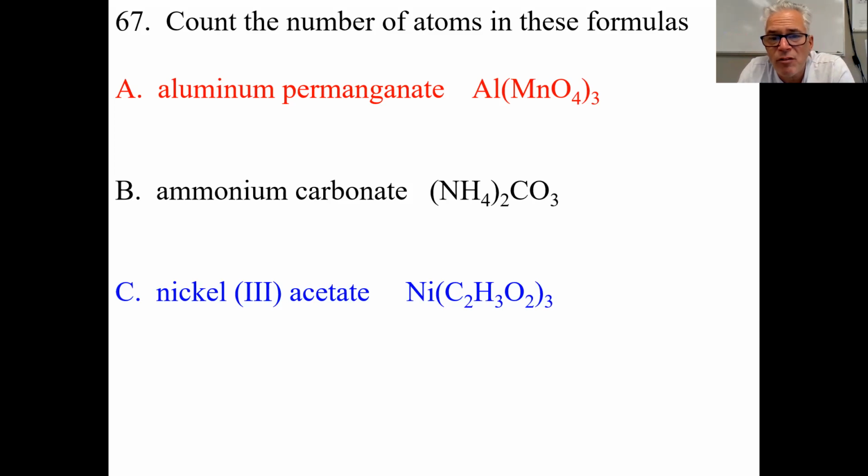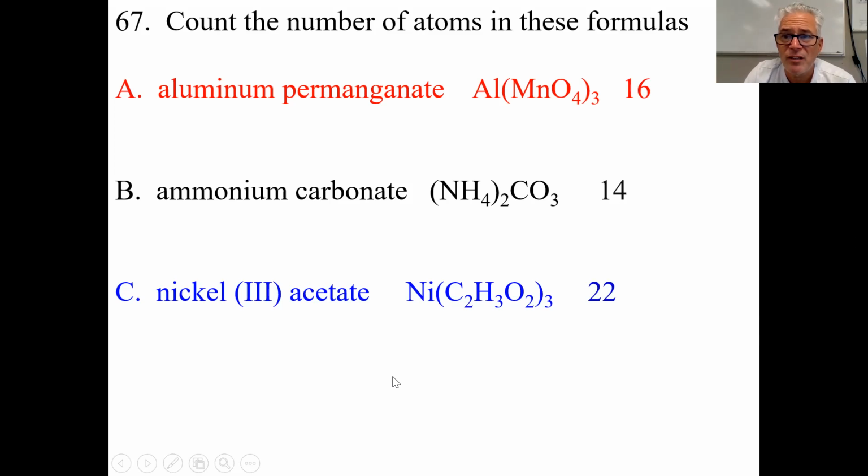The last one is called nickel(III) acetate. Now, this is a big formula. C2H3O2 is the acetate part of it. There's only 1 nickel, and then we have 7 atoms in parentheses times 3. 7 times 3 is 21, plus the nickel, that's 22. So let's see what we got going on here. We got them all right.